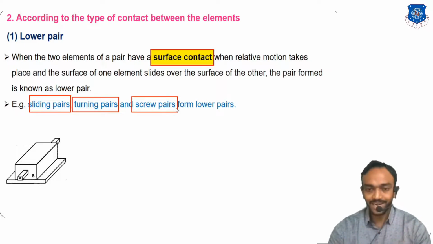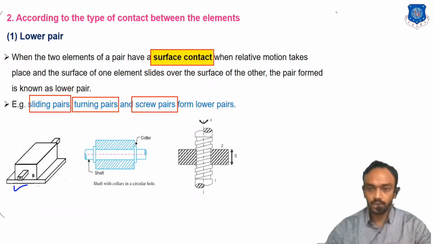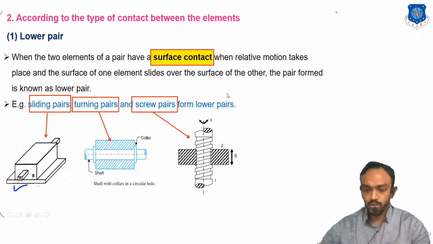Why? Because in sliding you can see two surfaces are in contact, in turning also, and in screw there is a surface contact, okay. So first you can see the example, a square bar in a square hole, and a shaft with a collar in a circular hole, and third is a screw. So all the examples of sliding, turning, and screw will be considered as a lower pair because there is surface contact, okay.